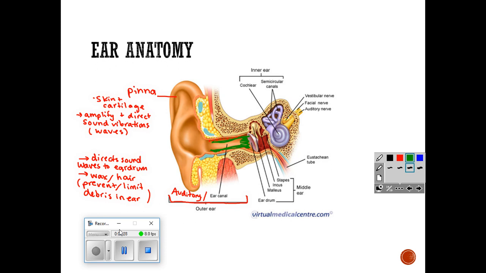Now, if we move to the middle section of your ear, so over here you'll see this is the middle ear. The first structure that you see is the eardrum. That's its more common name. The eardrum is technically called the tympanic membrane.